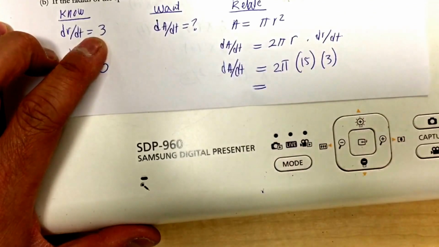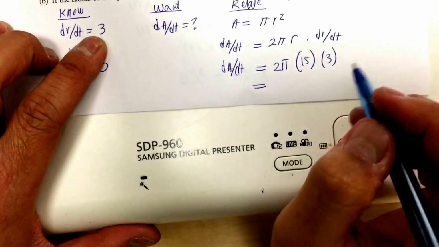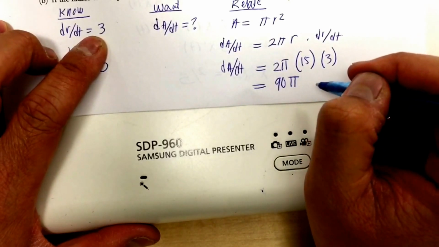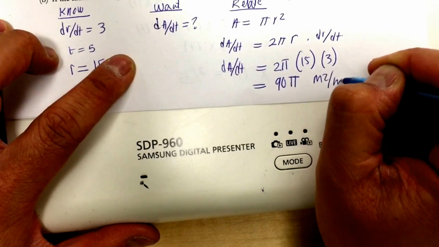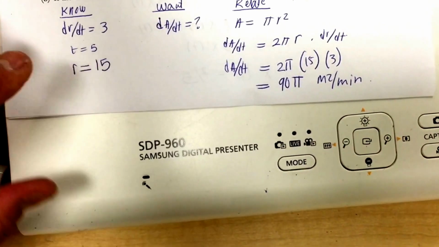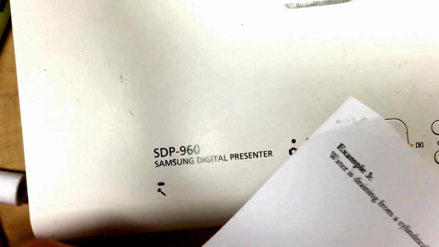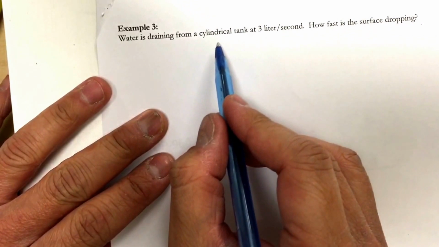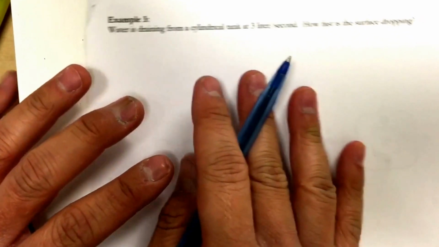30 times 3, 90. Our unit is meters squared per minute. Okay, there you go. And then the last problem here. Water is draining from a cylindrical tank at 3 liters per second. How fast is the surface dropping?